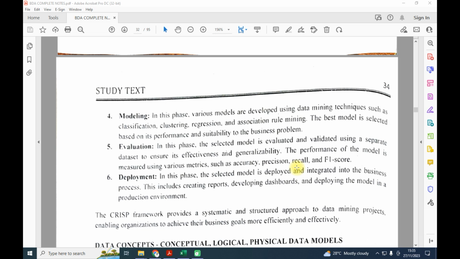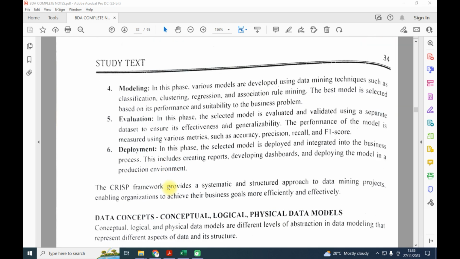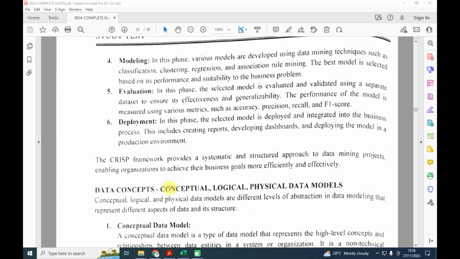After we have evaluated our model and it has passed all the tests and the model is good, it is accurate, precise, it is giving us exactly what we need, then we shall deploy that particular model. We shall do the deployment. In this phase, the selected model is deployed and integrated into the business process.